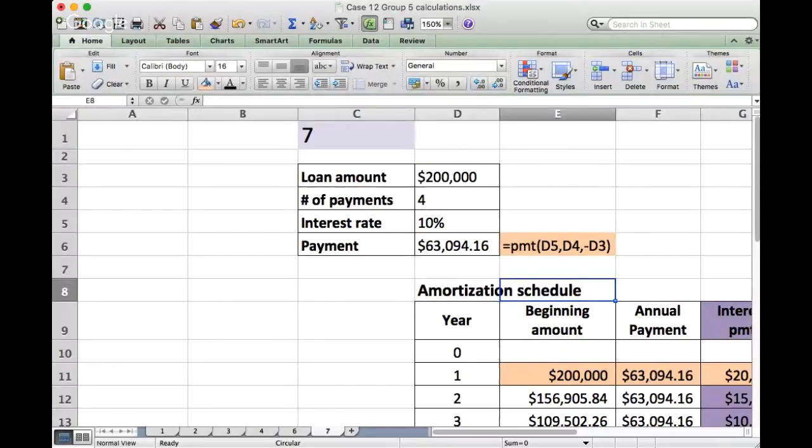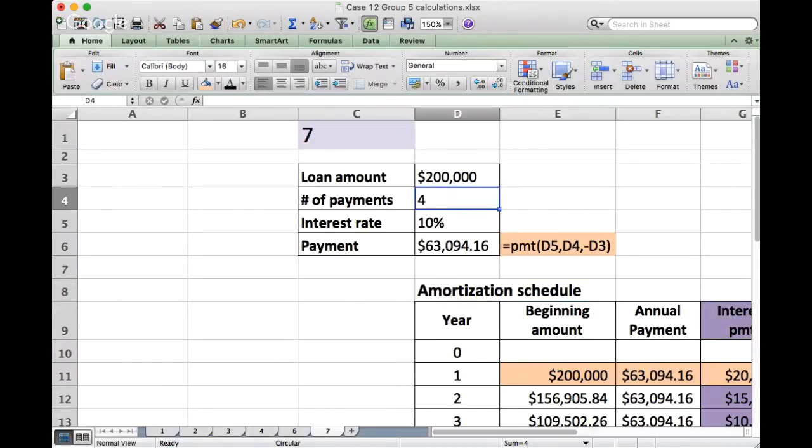The problem says, okay, they can't come up with the money, so they have to borrow it. Their loan amount is going to be $200,000. And the loan calls for repayment in equal annual installments over 4 years. So the number of payments is going to be 4.